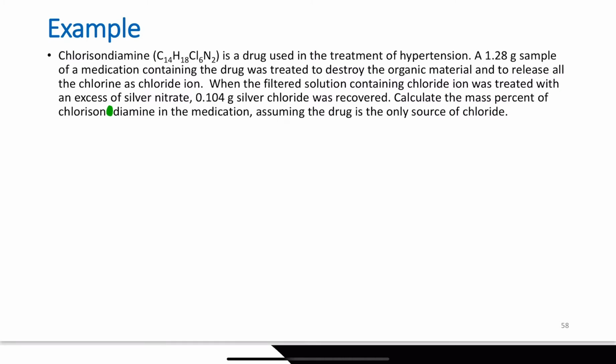In the medication, assuming the drug is the only source of chloride. So I'm told that I got this whole compound. Cool. This whole thing used to treat hypertension. I'm going to take an entire 1.28 gram sample of the medication, but I'm going to treat it to destroy all the organic material. Then that leaves the chlorine as a chloride ion. So I'm going to have chloride ions floating around. The filtered solution containing the chloride ion is then treated with excess silver nitrate. So I filter it, I pull off just this guy, and I add it to silver nitrate.